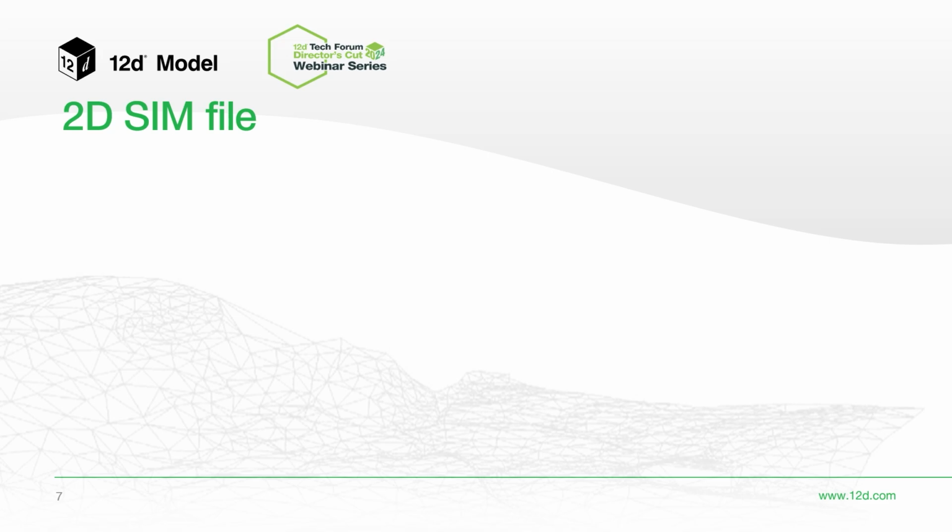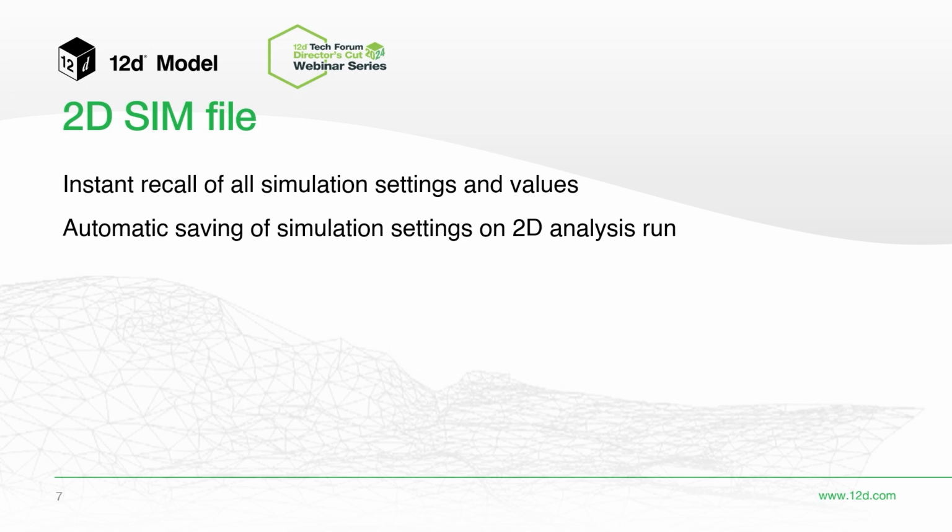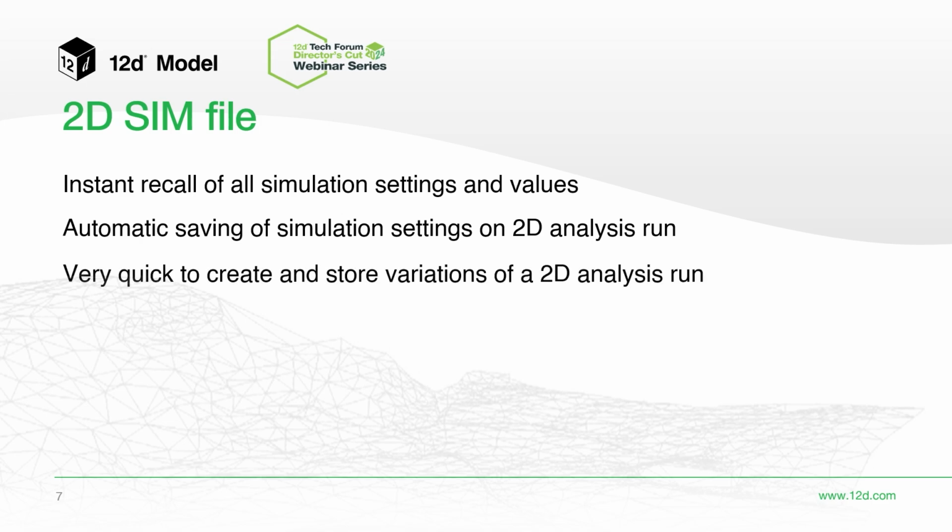Now the 2D sim file, everything runs on the simulation file. This gives you instant recall of all of the settings and values. We had user feedback: I can't remember what I filled in for this particular panel, I had to save it away into a default panel state. So the 2D sim file takes all of that pain away. It will automatically save all of the simulation settings when you run, or you can save it intermittently as you go. And it makes it very quick to create and store variations of a 2D analysis run.